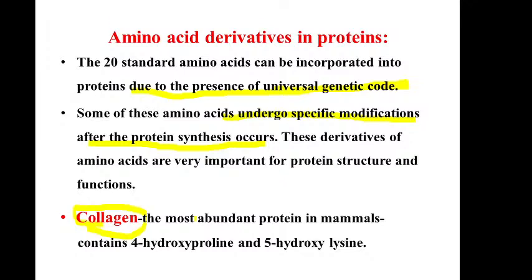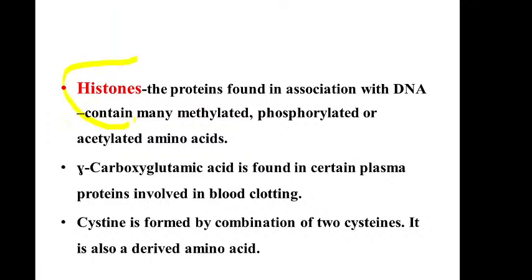The most abundant protein in mammals contains 4-hydroxyproline and 5-hydroxylysine. Then we have histones.